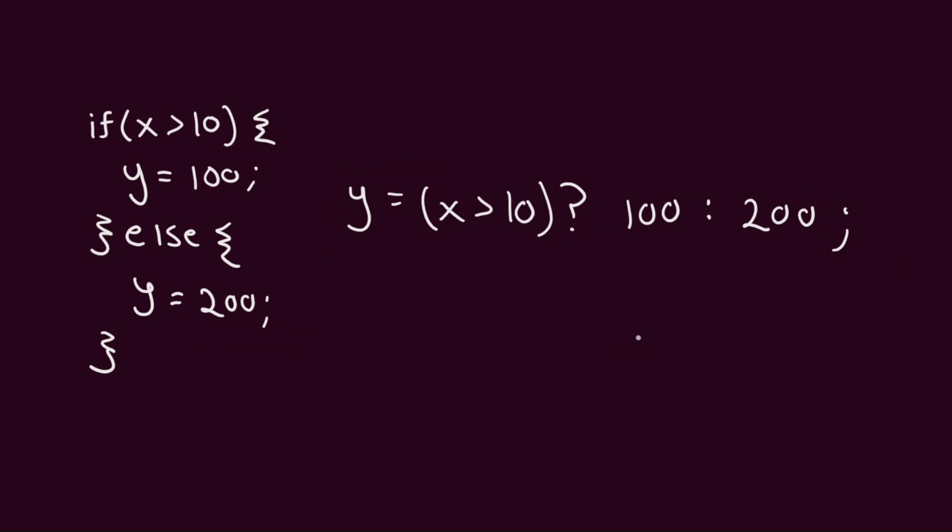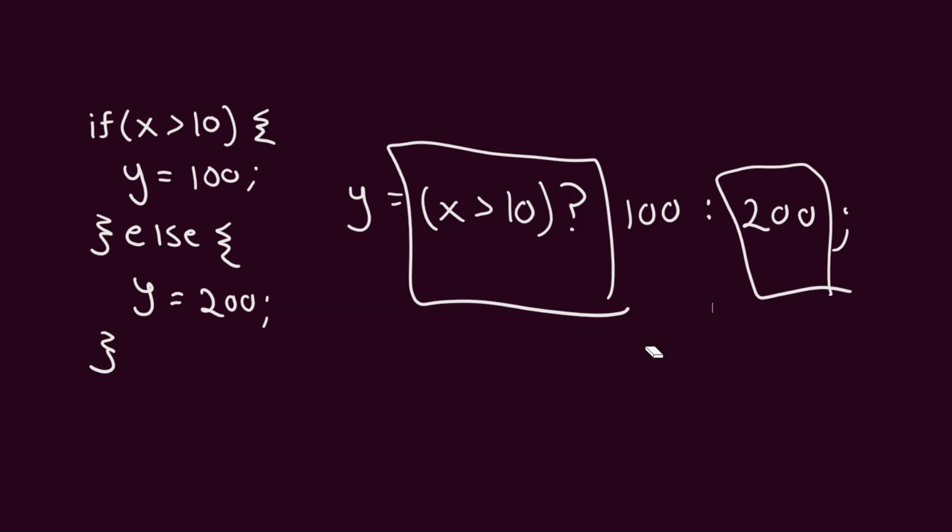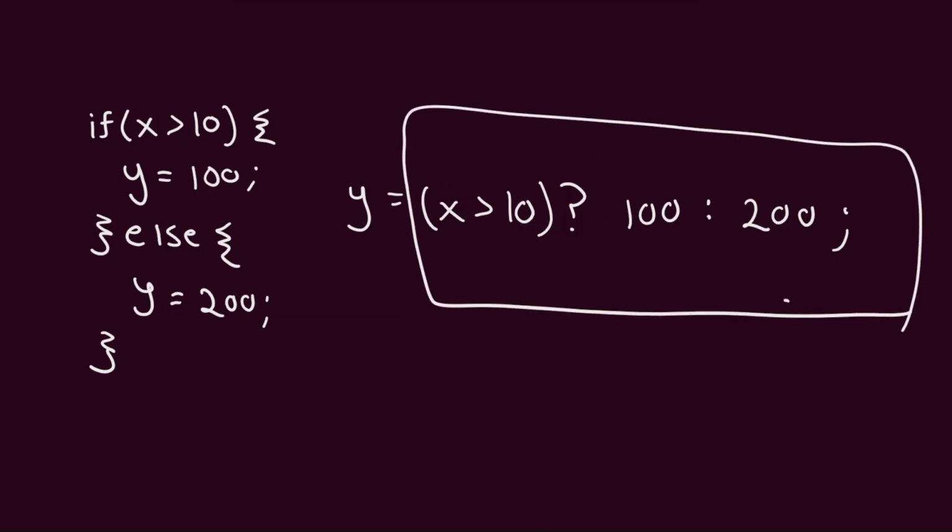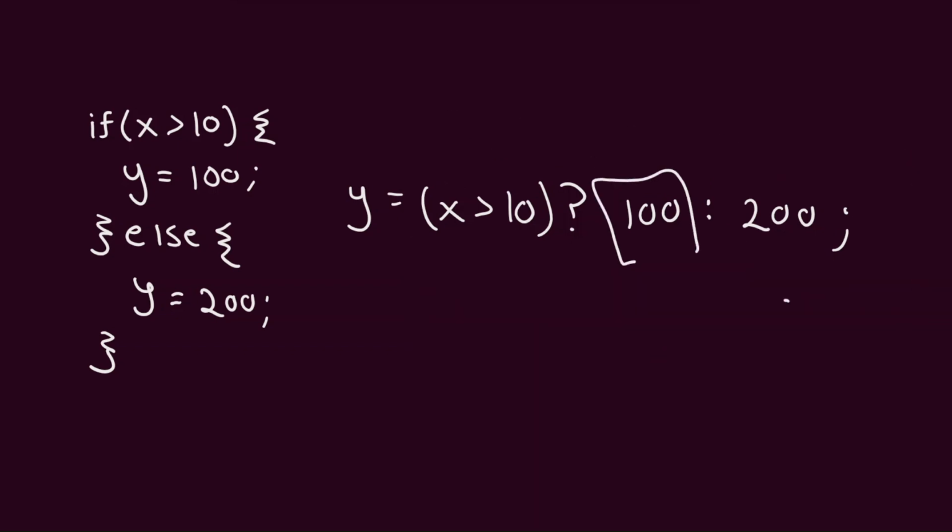So if this is true, then y will be equal to 100. If this is false, then y will be equal to 200. So we're not saying y is equal to the whole thing. We're saying y will be equal to one of these two.